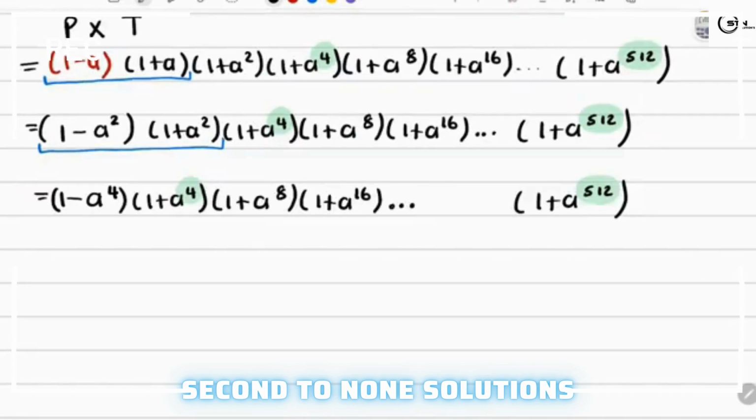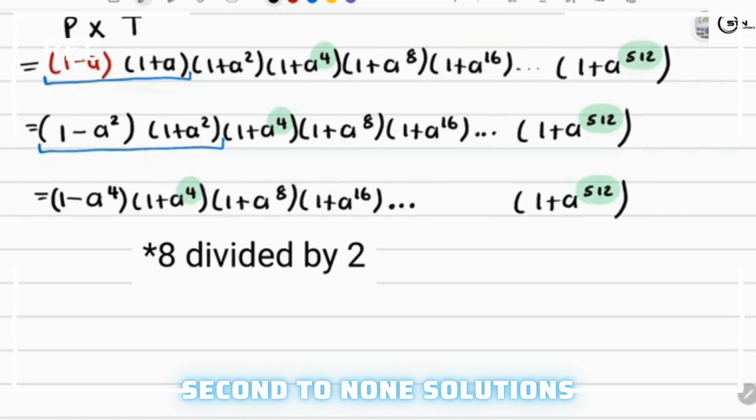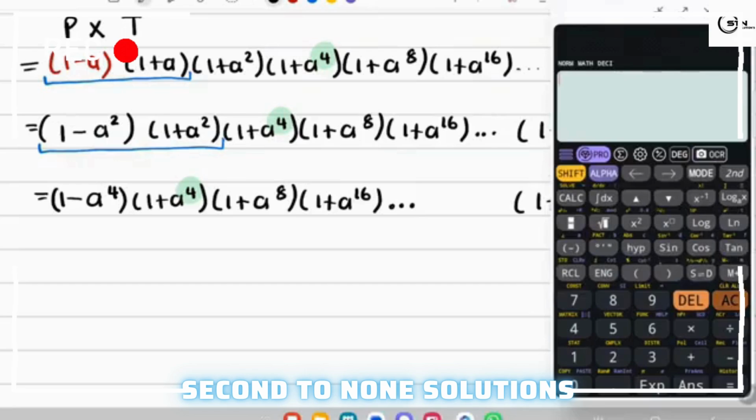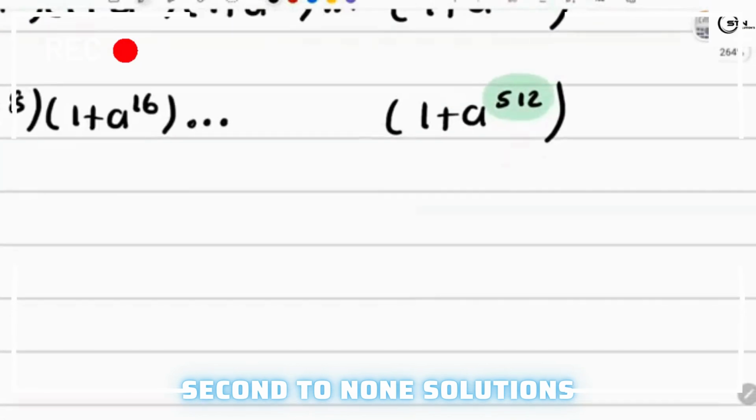So as you can see, the way the pattern keeps going, you keep having these two being the same, and so they form difference of two squares, and then they become the next one, right? And as you can see, the next one has an 8, but the previous one had a 4. So it's always going to be that divided by that. So to figure out what was before the 512, you could say 512 divided by 2. Okay, so if you said 512 divided by 2, you're going to get 256. So I know now the previous one before this must have been 1 plus A to the power of 256.